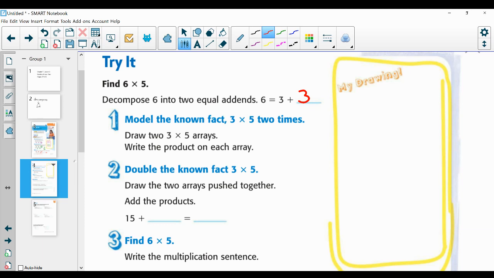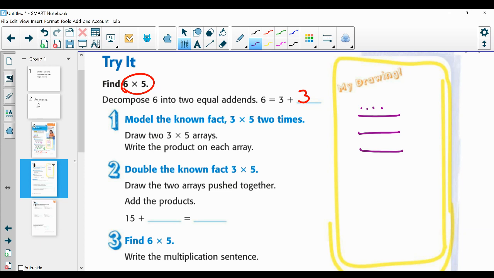Model the known fact 3 times 5 two times. Remember, we're doing 6 times 5. So we're doing 3 times 5 and 3 times 5. I'm going to draw 2 3 by 5 arrays. I'm going to do them in 2 different colors. It makes it easier to keep track of what I'm doing. I'm going to make my first array of a 3 by 5, so 3 rows with 5 in each row.